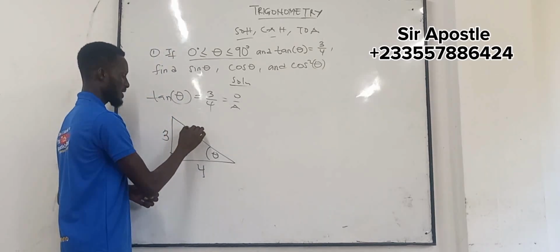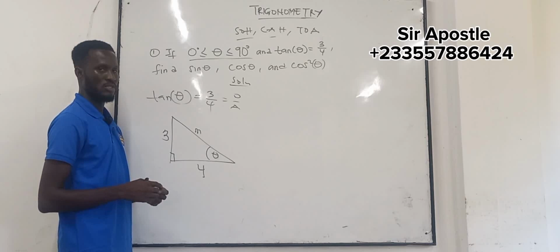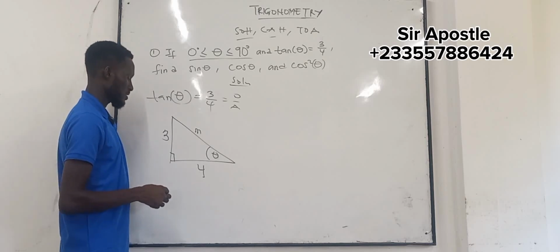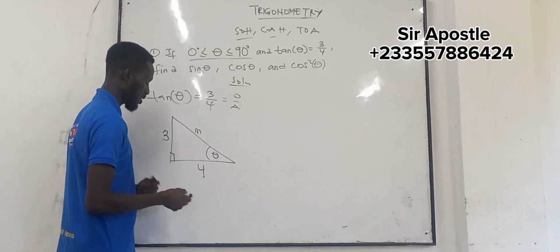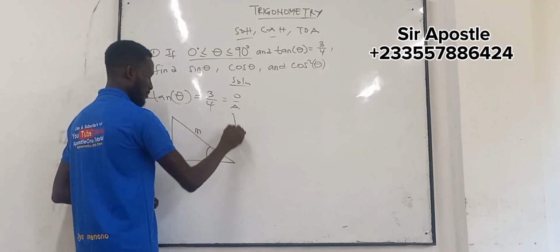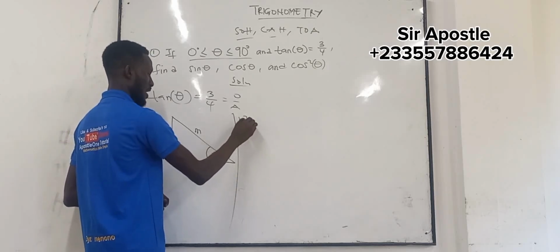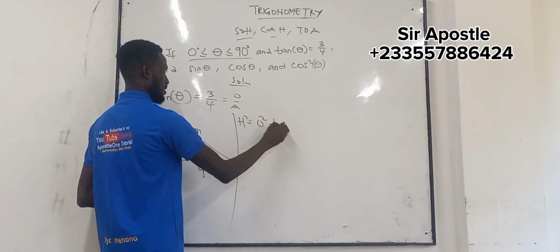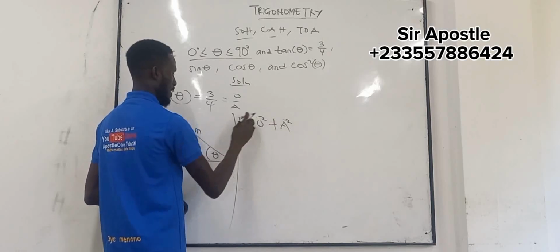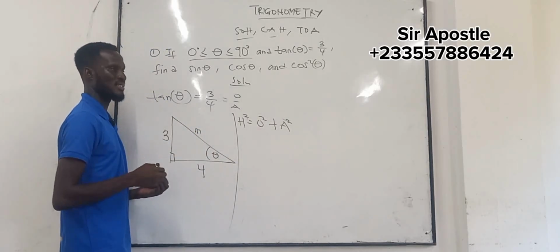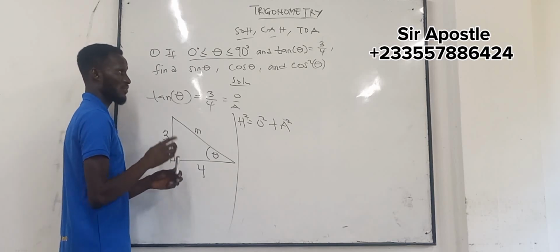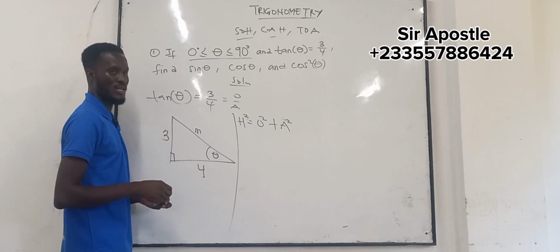Now I'm going to use a letter M to represent the hypotenuse. So from Pythagoras theorem, it says that the hypotenuse square is equal to the opposite square plus the adjacent square. Now the hypotenuse is M. Always, when they give you this question, try to solve for the remaining side.